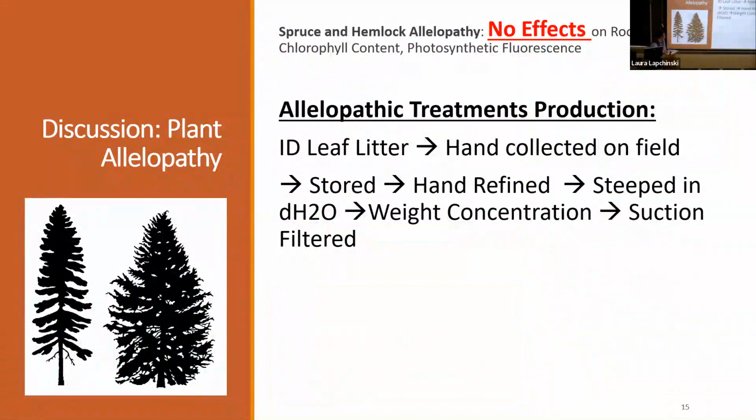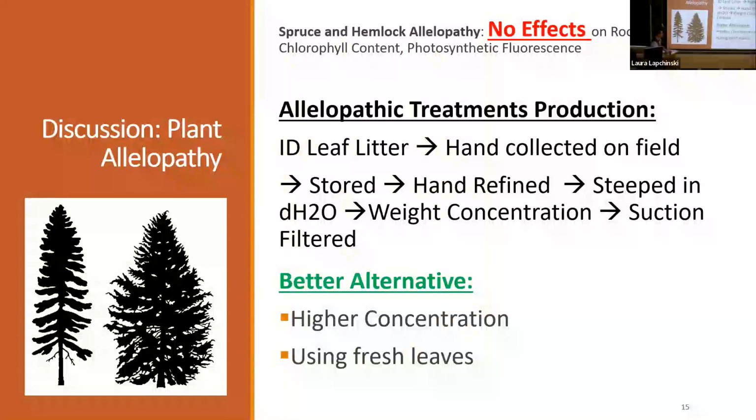And then finally, I just want to touch on why my allelopathic treatment didn't have the effects I expected. Looking at the treatment production process, it's pretty easy to tell that it's very prone to errors. The material is collected in a field, stored in field conditions, and then hand refined. What I mean by that is me picking out the impurities and the gravel and whatnot. So this whole process is prone to errors.